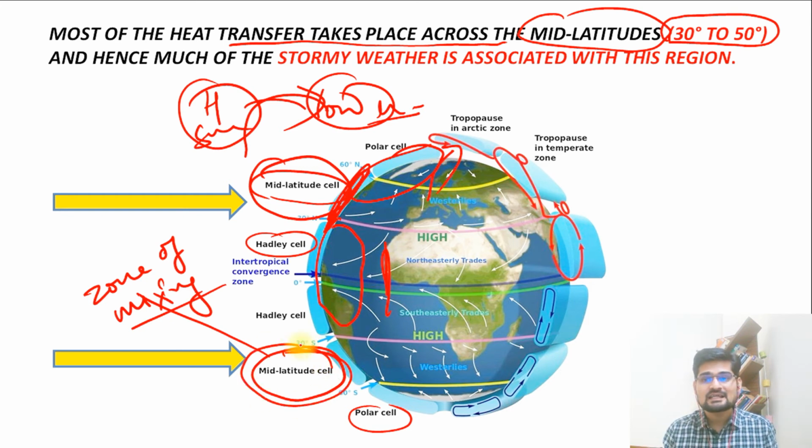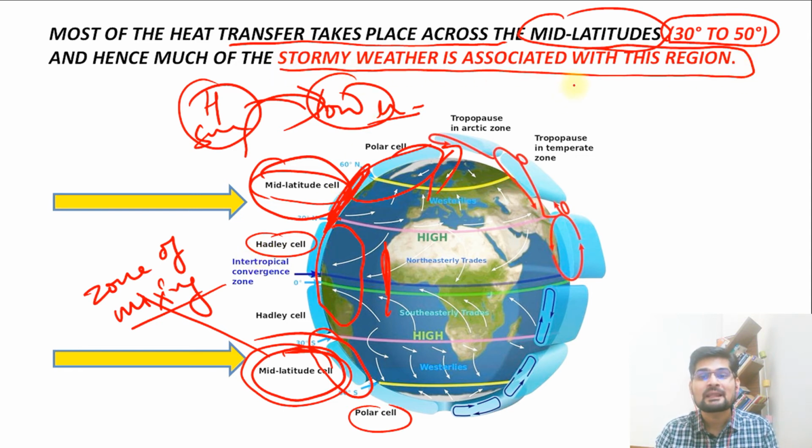So what happens? Most of this energy transfer is actually there in this particular 30 to 50 degree zone, in the mid latitude cell. Hence, this zone is the most turbulent zone in terms of atmosphere. The stormy weather condition is associated with this region, and that is where it is important. In detail, we'll be learning about this when we learn about the circulation of the atmosphere and ocean currents in mid latitudes later on in lectures to come.